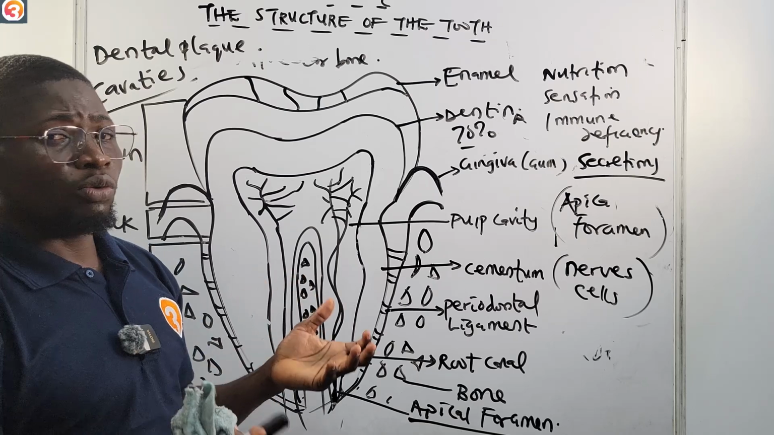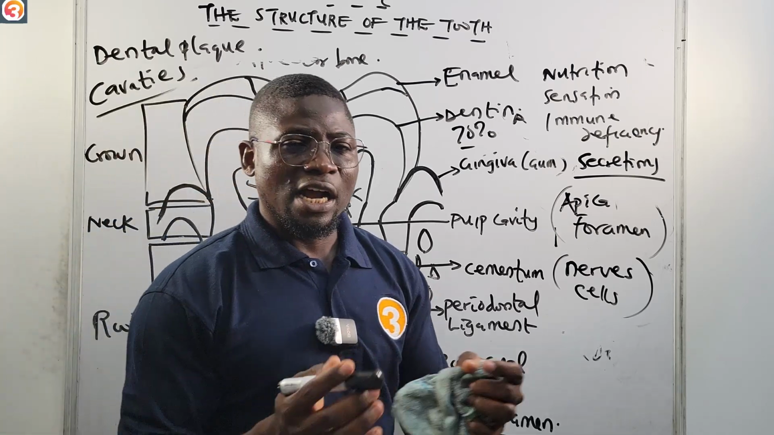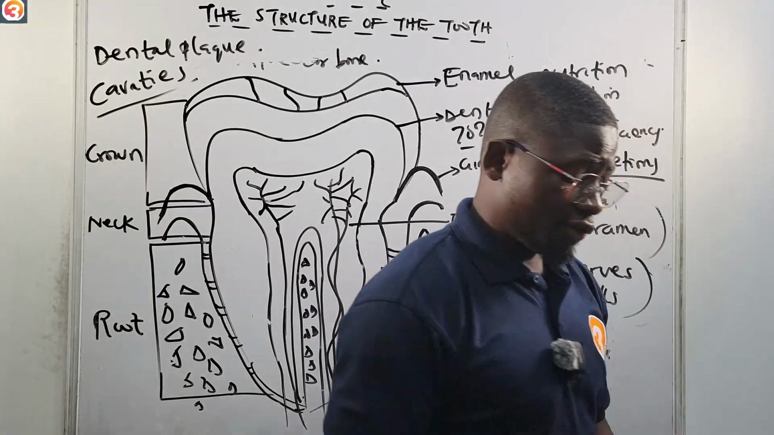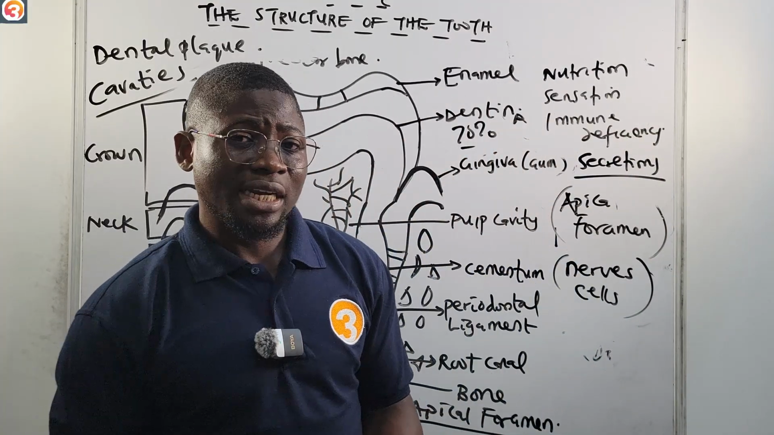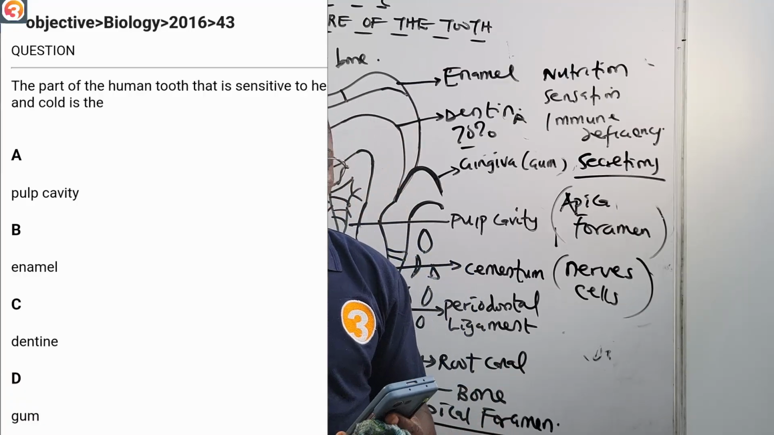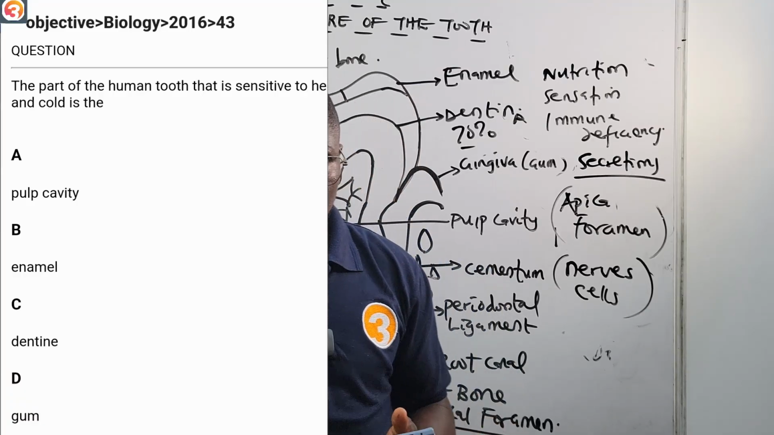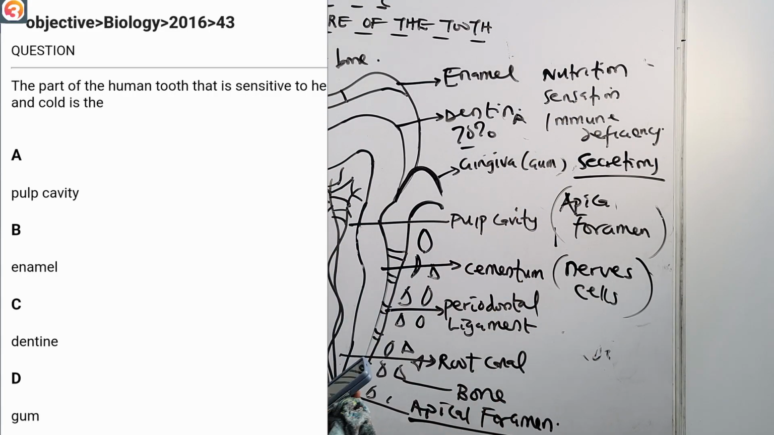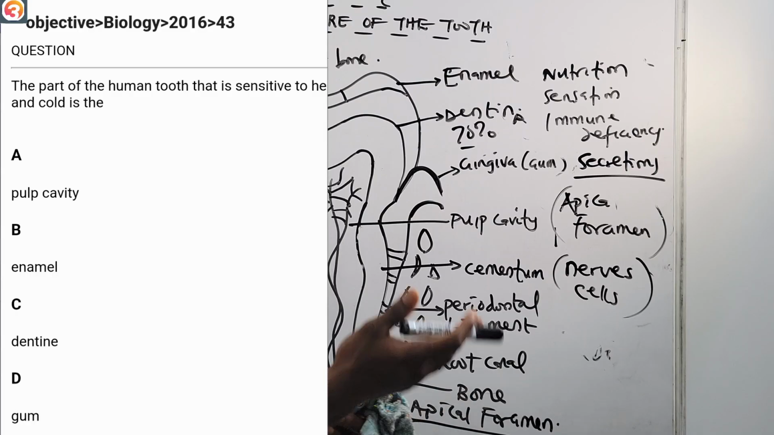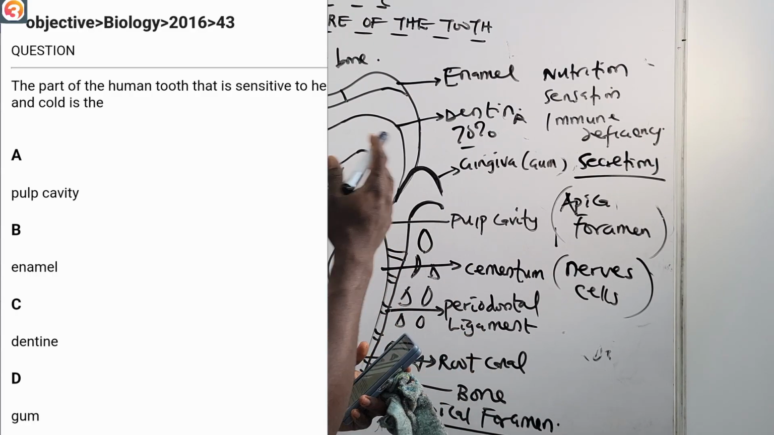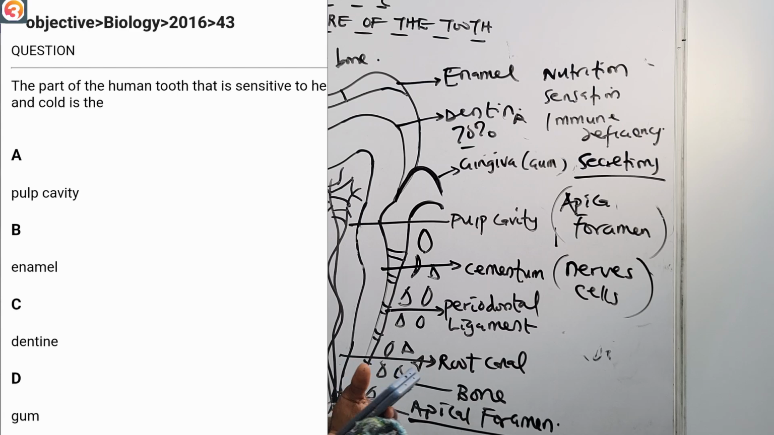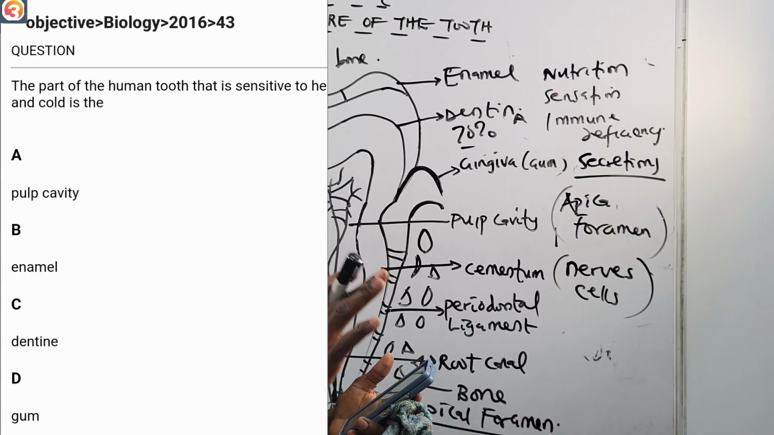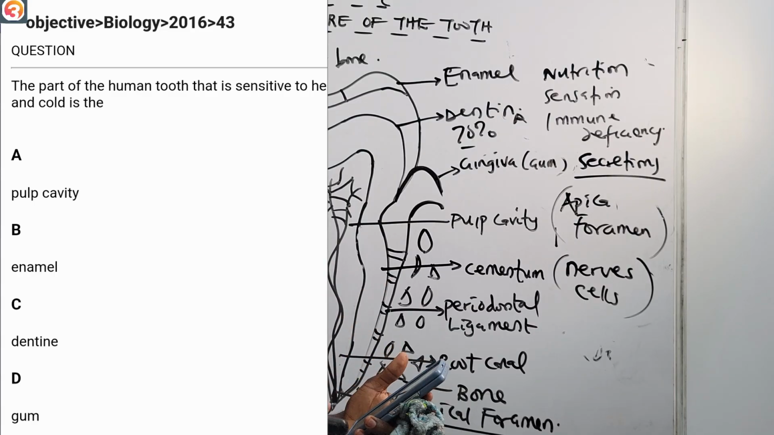So now we're also going to go to the O3 School JAMB app and answer questions. The 2016 question, number 43, says, the part of the human tooth that is sensitive to heat and cold. Sensation happens in the pulp cavity. It is the pulp tissue that gives us sensation, nutrition, immunity, as well as secretions that maintain our dentin. So it's definitely the pulp cavity. A says pulp cavity, B says enamel, C says dentin, D says gum. It's not the gum.